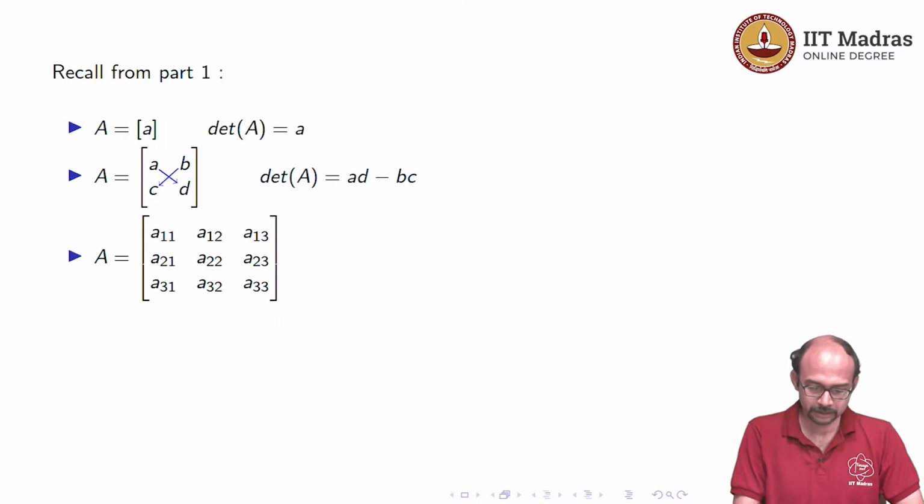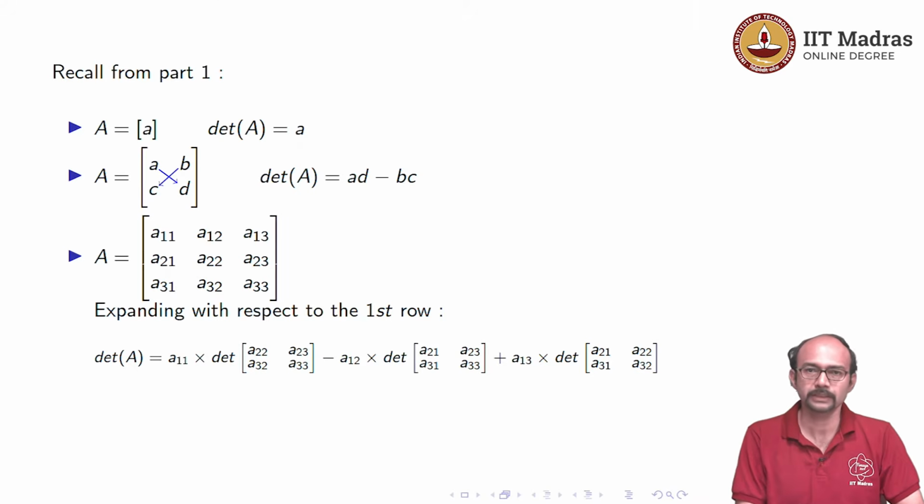And if you have a 3 by 3 matrix, then we define the determinant by what we call expanding with respect to the first row. What that meant was you take the first entry of the first row, and then disregard everything in the first row and the first column. You get a 2 by 2 matrix remaining. Take its determinant and multiply that with A11. That is the first term.